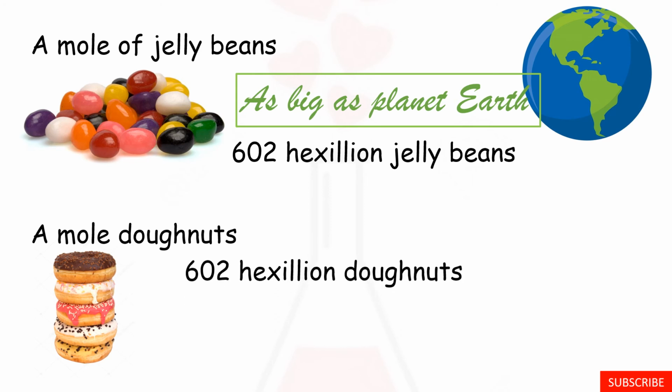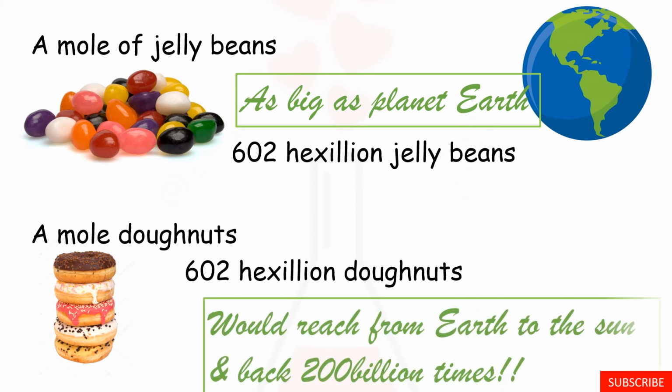So if you pile one donut on top of the other, you will be able to travel from Earth to the Sun and back 200 billion times. That's a very big number, 200 billion times from the Earth to the Sun and back. That's how big a mole could be if you have the size of donuts placed on top of one another.